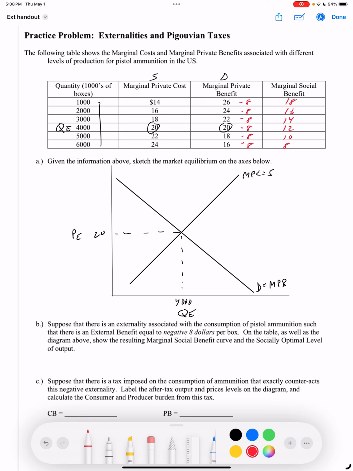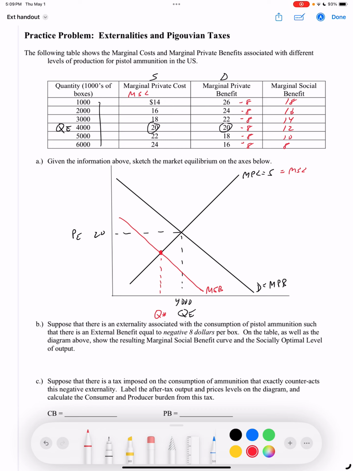So what we're going to do now is show the marginal social benefit curve, a parallel shift downward relative to that private benefit. And the intersection here is going to give us the socially optimal level of output, the Q star. So part of the trick here is recognizing that we're not mentioning any externality on the supply side. So the marginal private cost and the marginal social cost are going to be the same. So there's only one supply curve that we have to deal with here.